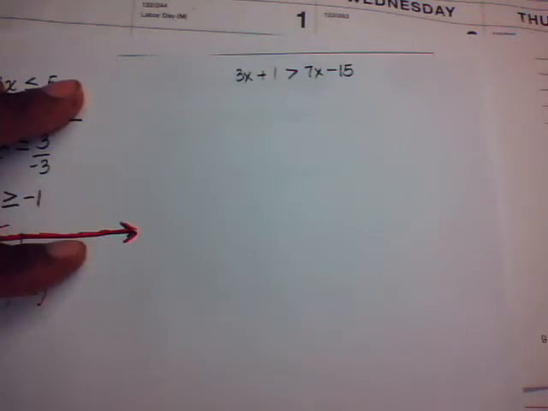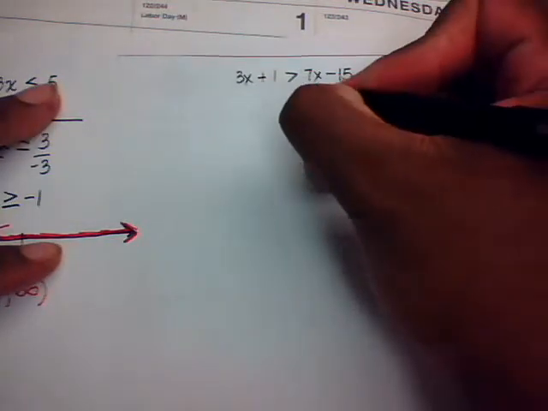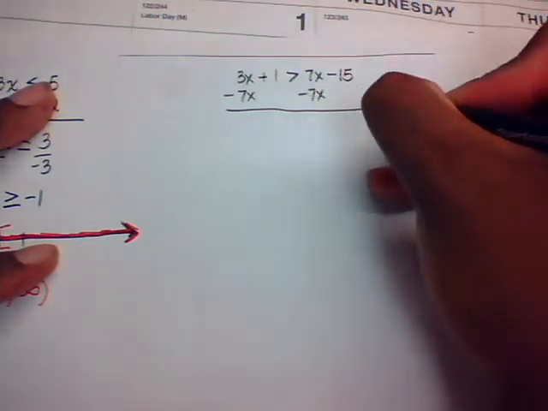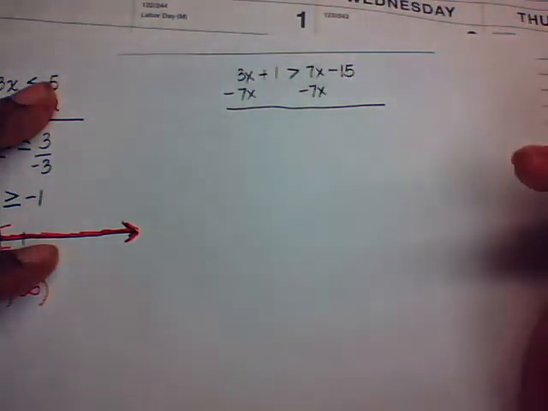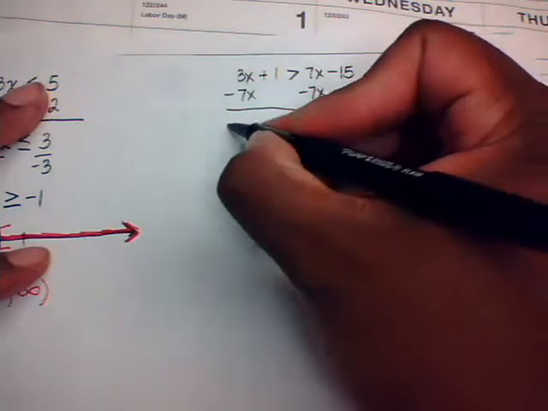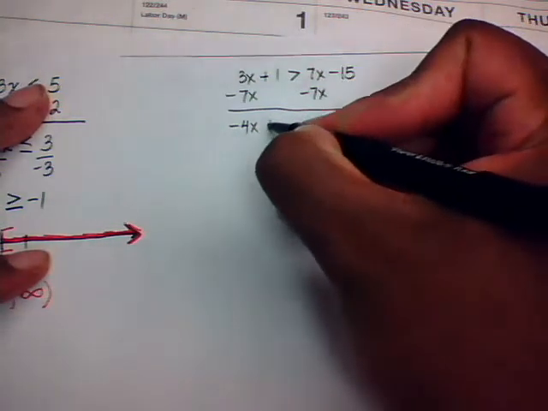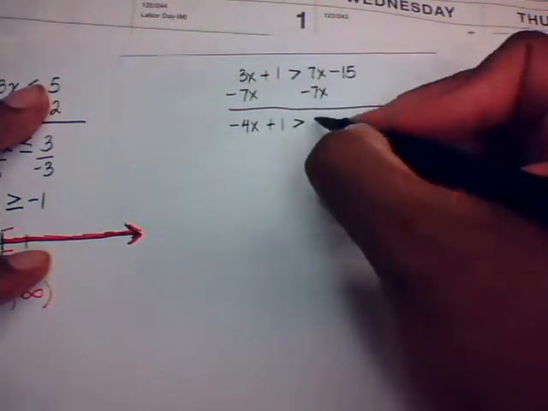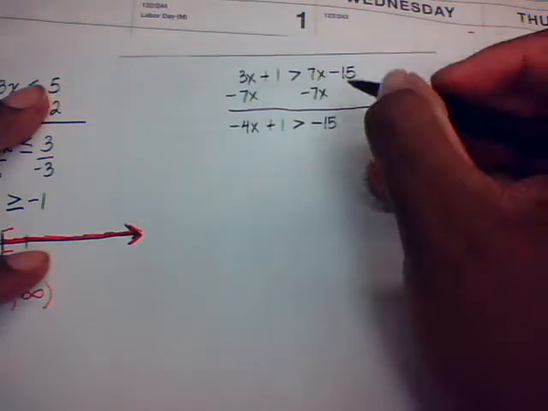So 3x plus 1 is greater than 7x minus 15. The easy way to do this is put the variable on the left-hand side when you're solving an inequality. So I'm going to move the 7x over to where the 3x is by subtracting 7x on both sides. So now 3x minus 7x is negative 4x plus 1 is greater than negative 15.